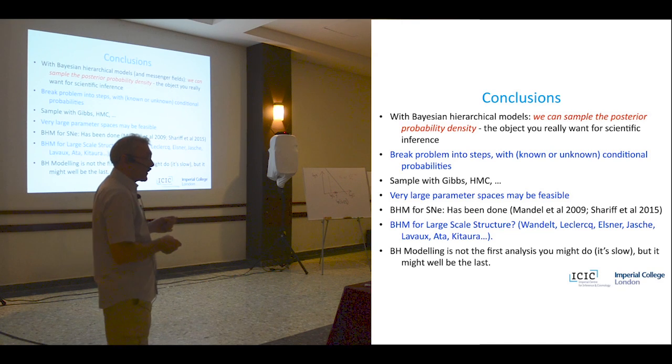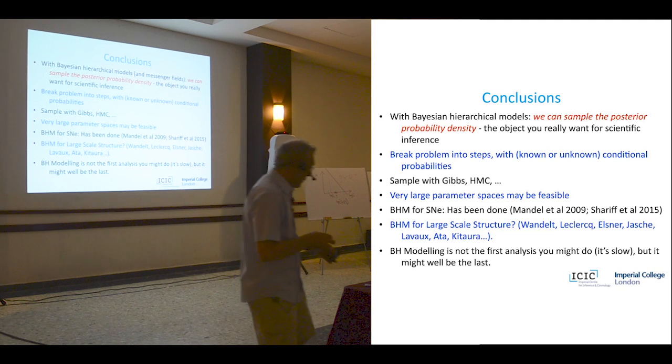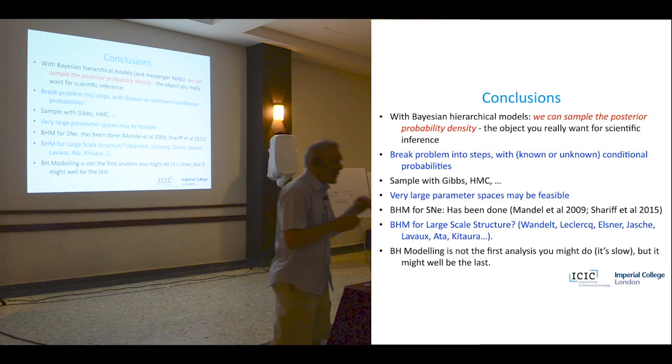What I would say is that this is not the first modeling that you would do with data, because it's slow. It's a supercomputer job if you want to do it for future surveys. But I would say it's probably the last one that you'll do because it's the principal Bayesian way to do things. All right, I'm going to stop there. Any questions on that before I hand over to you?